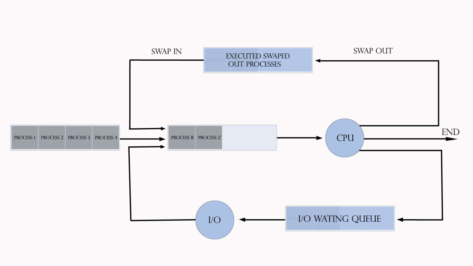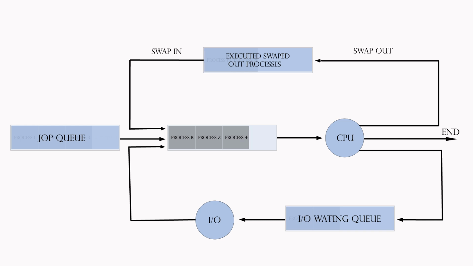First, the process comes from the job queue to the ready queue. The process waits with the other processes in the ready queue until the CPU assigns it for execution. Once it gets to the CPU and begins execution, several cases can occur. The first is that the CPU completes the full execution of the process and the process ends.